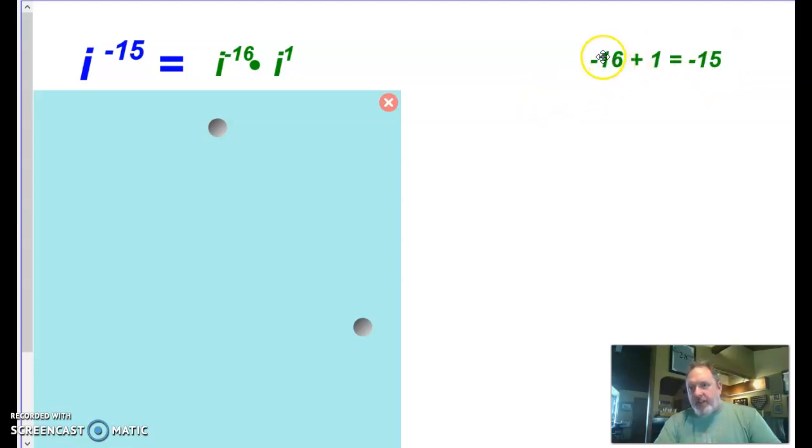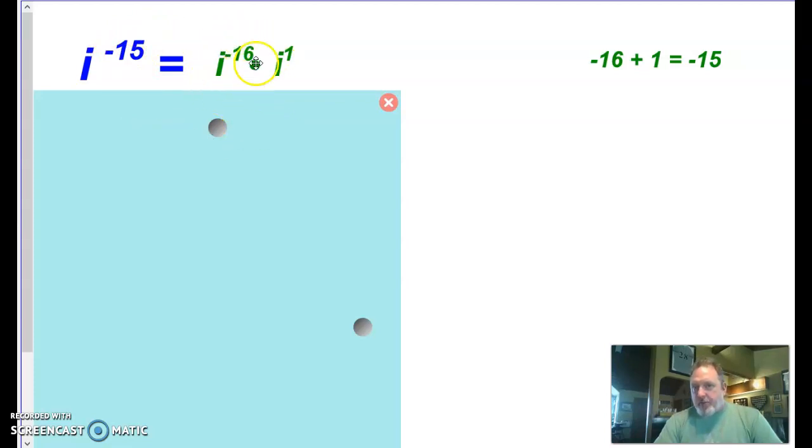So I think we'll all agree that negative 16 plus 1 equals negative 15. And so I can actually write this as i to the negative 16 times i to the first. Why can I do that? Because when you multiply two numbers of the same base, you add the exponents. So negative 16 plus 1 gets us back to negative 15.